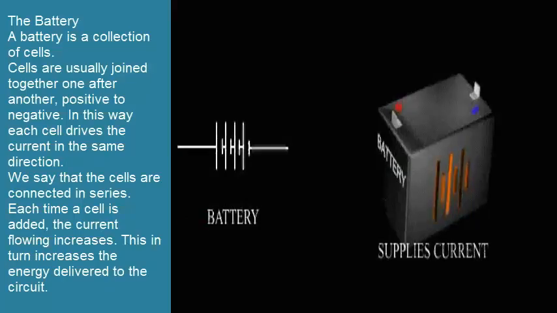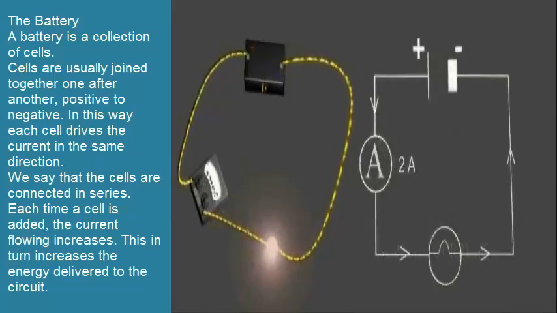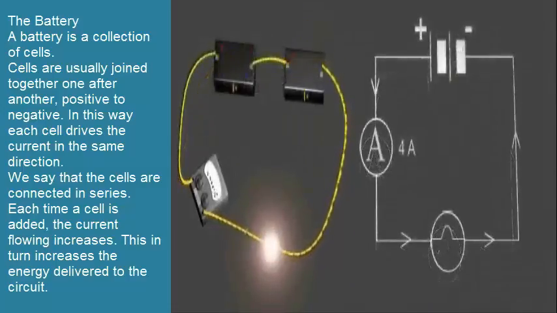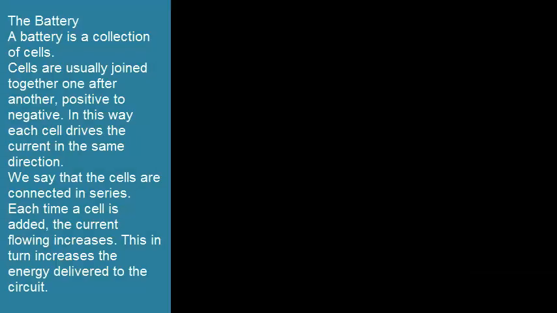A battery is a collection of cells. Cells are usually joined together one after another, positive to negative. In this way, each cell drives the current in the same direction. We say that the cells are connected in series. Each time a cell is added, the current flowing increases. This in turn increases the energy delivered to the circuit.